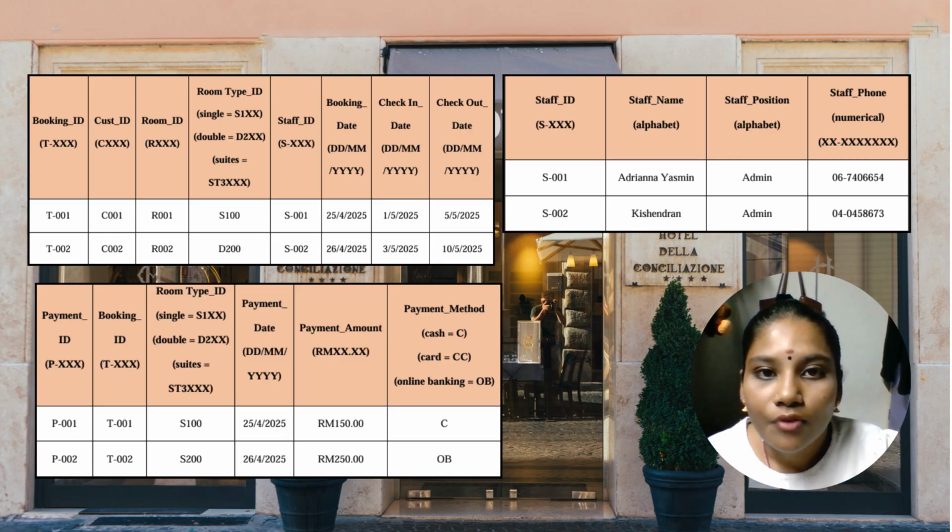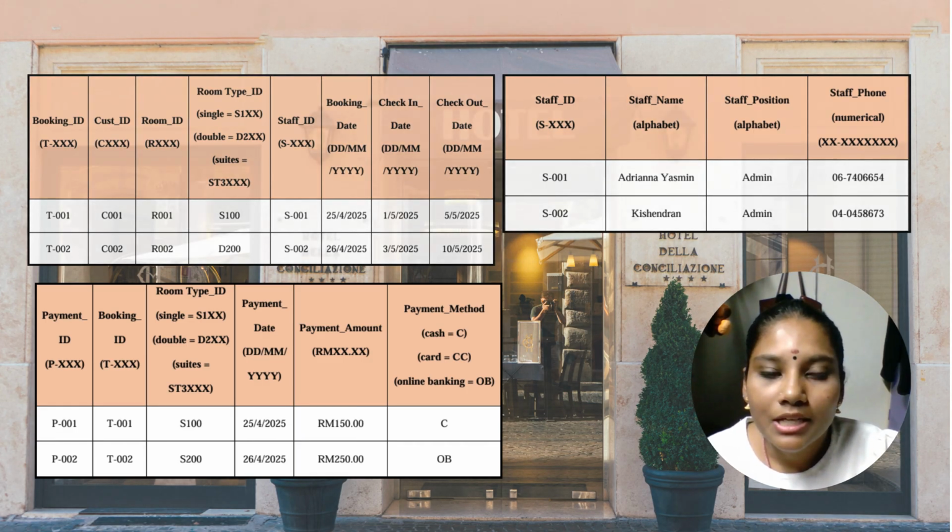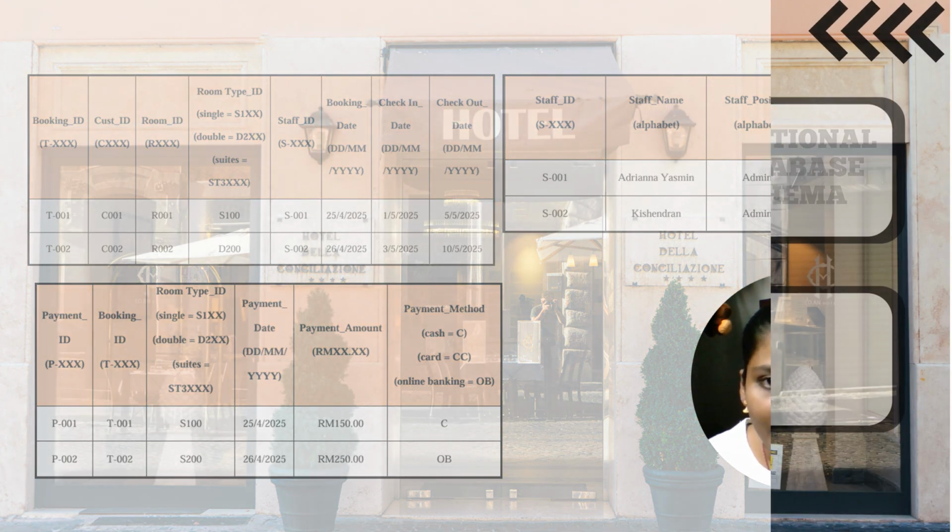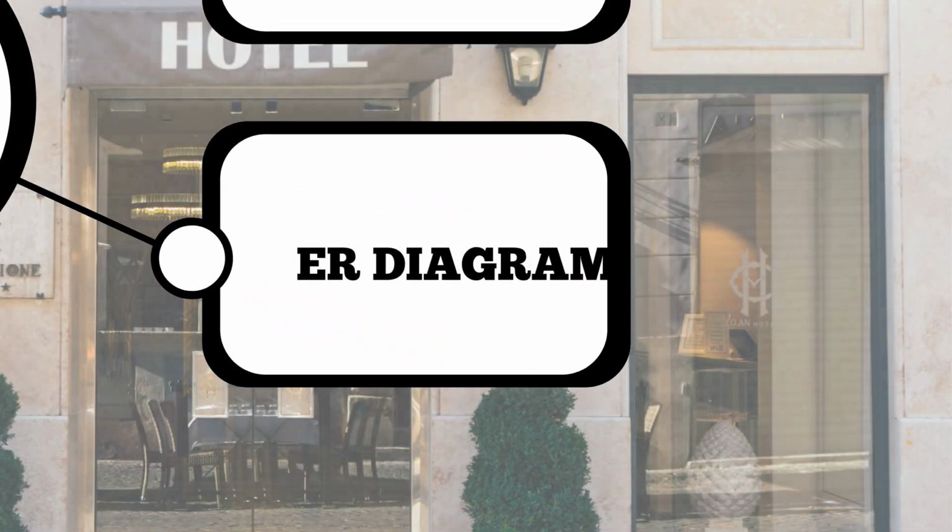And lastly, for the payment table, payment ID will be P001, P represents payment, booking ID T001, room type ID S100, payment date will be the date as stated in the table, payment amount RM150, and payment method C, which represents cash. ER diagram.